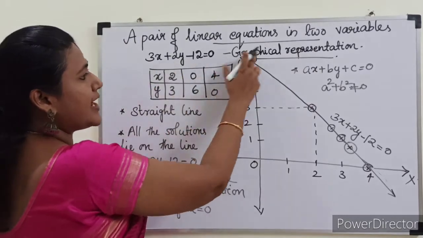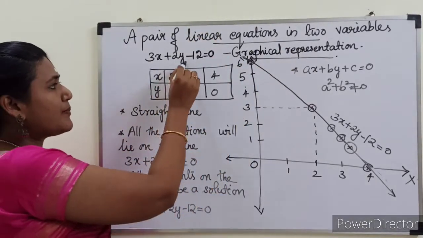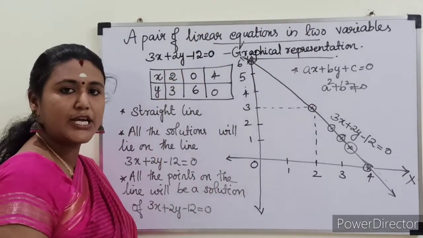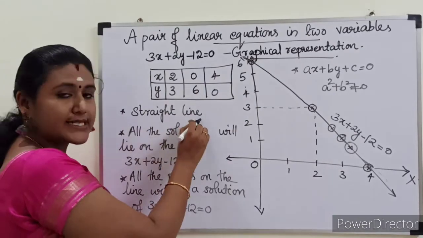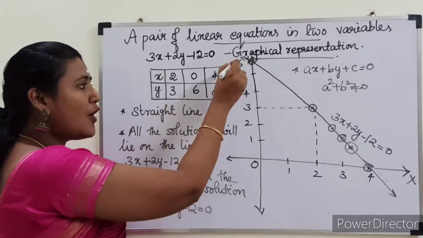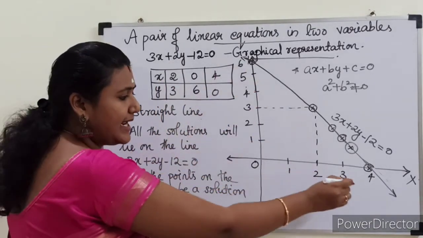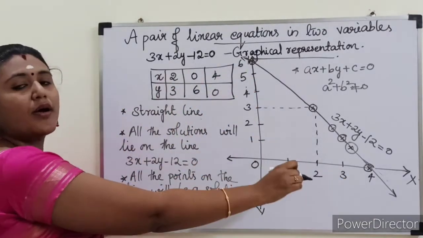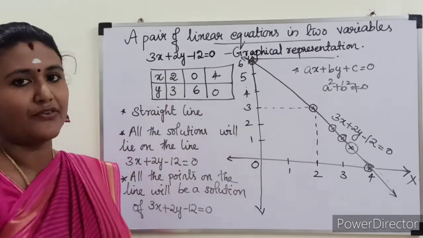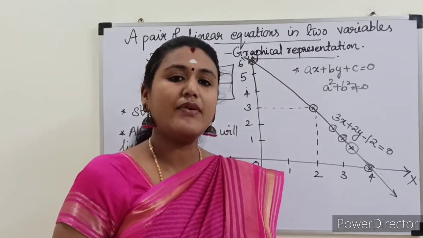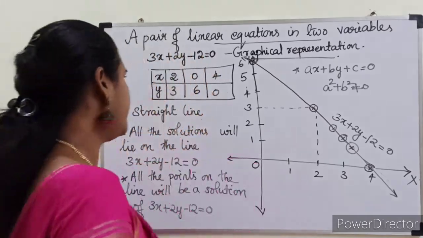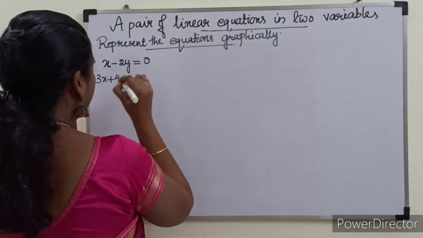Then the third one, graphical representation. When you draw the graph of a linear equation in two variables, you will get a straight line. And the next point, all the solutions of this equation will lie on the line. And the next point, all the points on the line will be the solution of the linear equation. So now we will see one example.